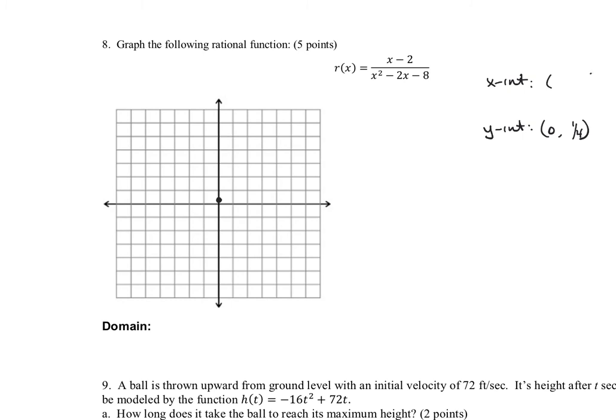Now the x-intercept occurs when y is equal to 0, in this case r of x, and remember that will only happen when the numerator is equal to 0, so x minus 2 equals 0 only when x is equal to 2. So we have 2, 0 as our x-intercept. Now we find vertical and horizontal asymptote.